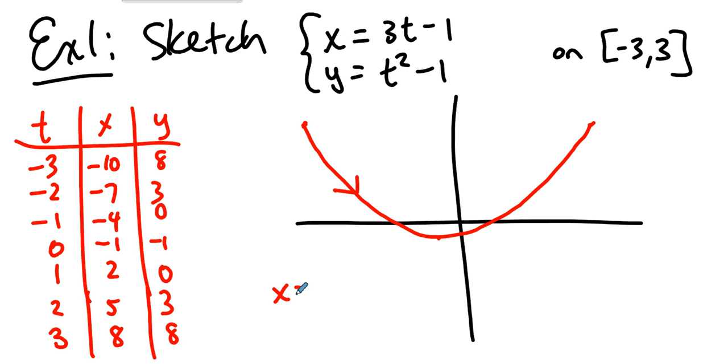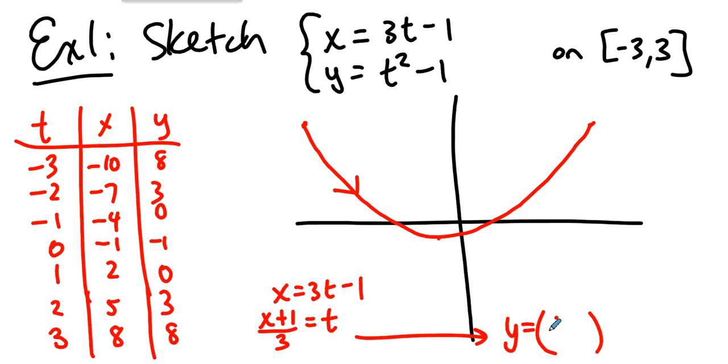Because if x is equal to 3t minus 1, then t is (x plus 1) over 3, which means that y is ((x plus 1) over 3) squared minus 1, right? Y is t squared minus 1. And this is definitely a parabola, and in fact, it's this parabola. But only for t values between -3 and 3.